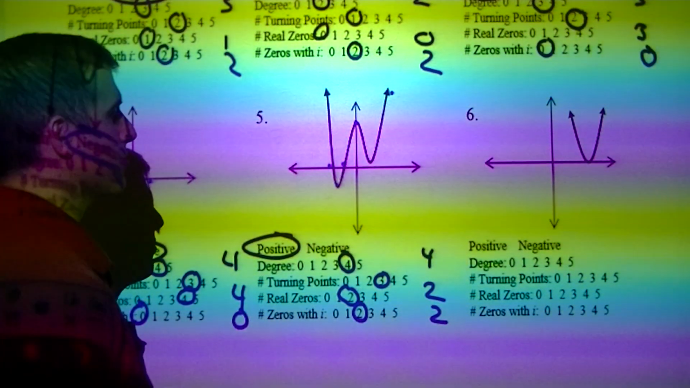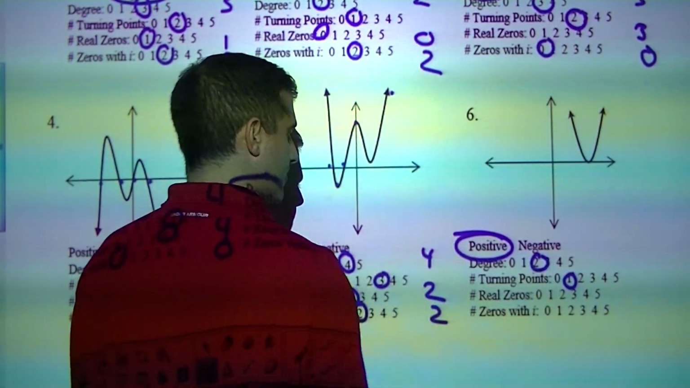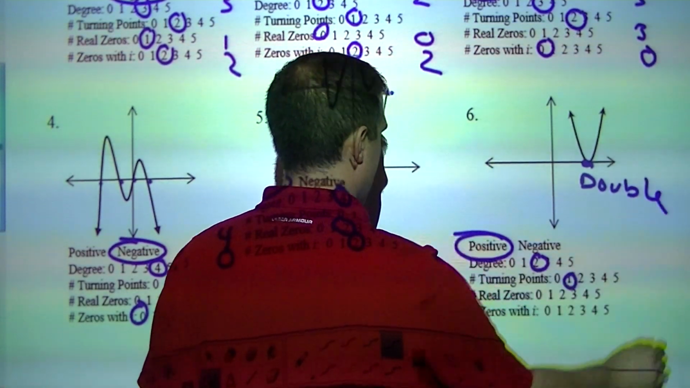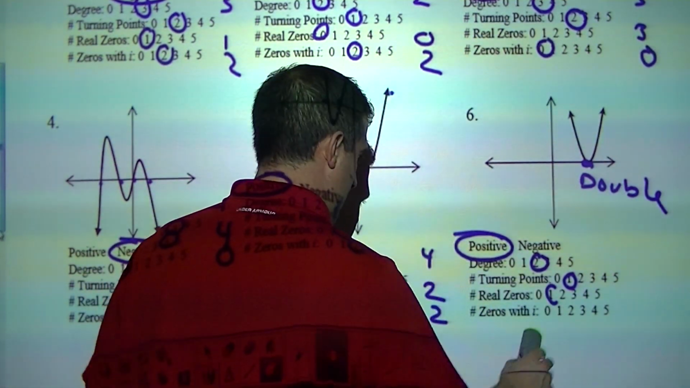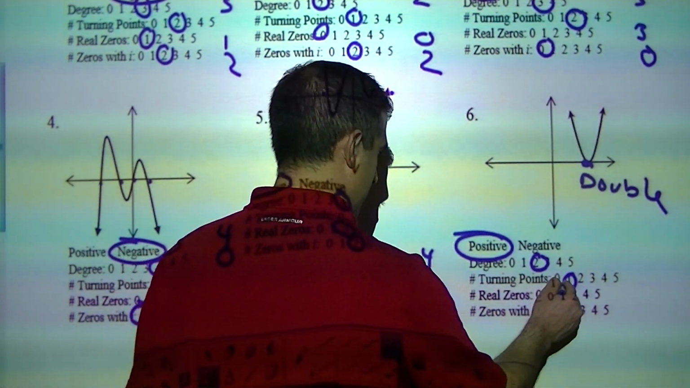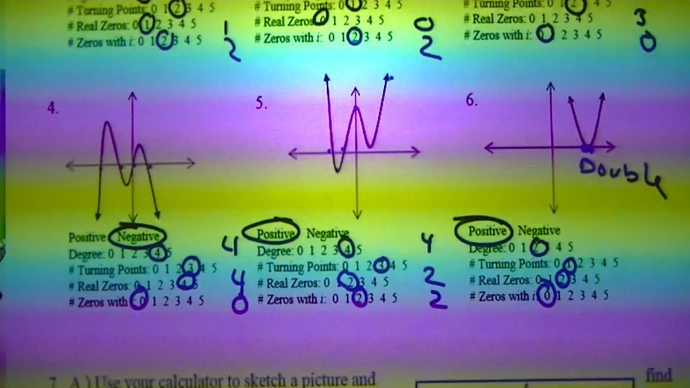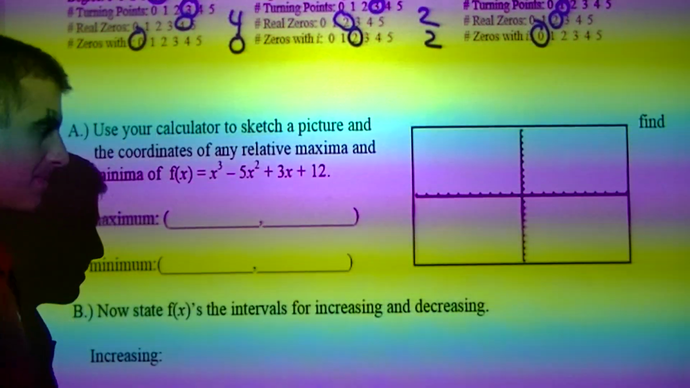Okay, this one is a positive. It's got 1 turn, degree 2. Okay, that is actually a double. Okay, number of real zeros, you can circle 2 for that. Okay, because it's a double root, that means imaginary has got to be 0. All right. Use your calculator to get that.